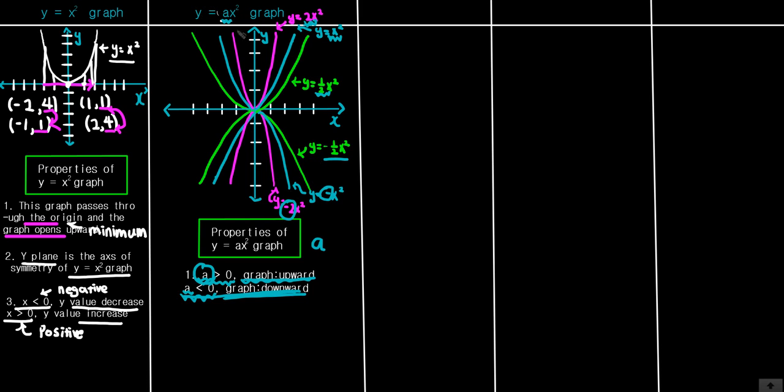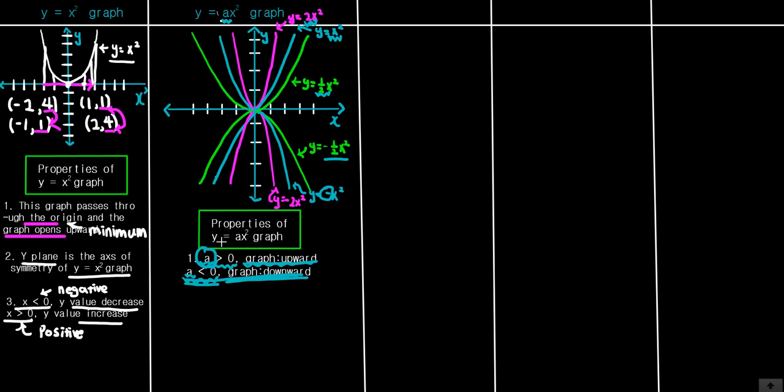When the a sign is positive, the graph goes upward like these three cases. And when the a value is less than 0, which means when it is a negative value, the graph goes downward like these three cases. The second property of the y equals x squared graph.